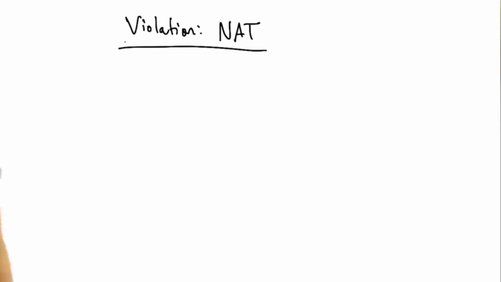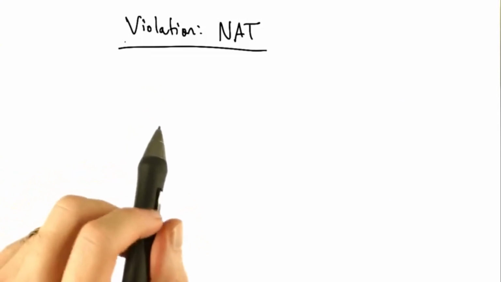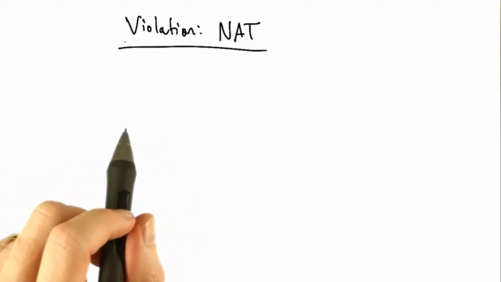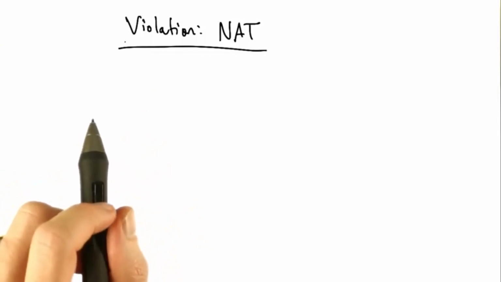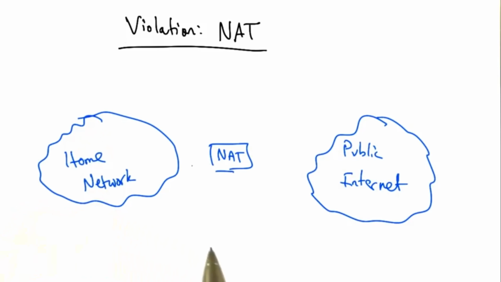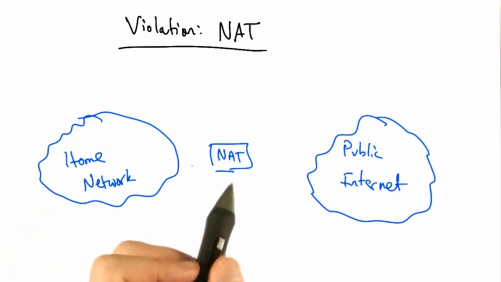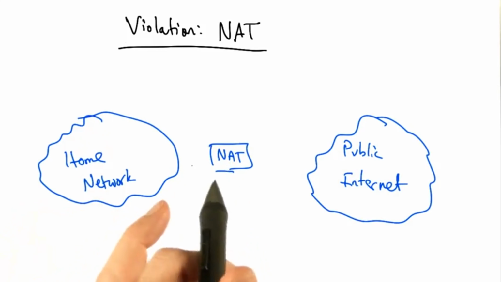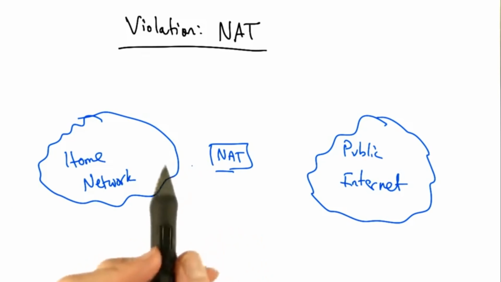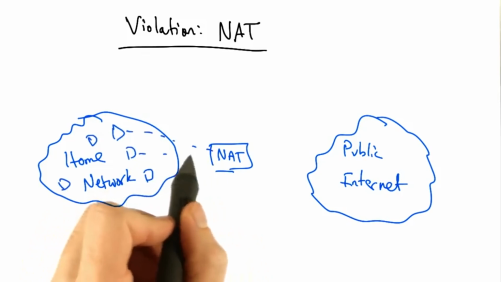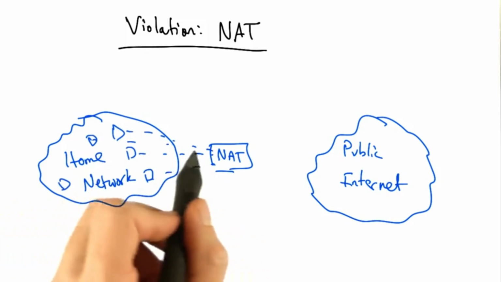A fairly pervasive violation of the end-to-end argument are home gateways, which often perform something called network address translation. Now, in a home network, we have many devices that connect to the network, but when we buy service from our internet service provider, we're typically only given one public IP address. And yet, we have a whole variety of devices that we may want to connect.